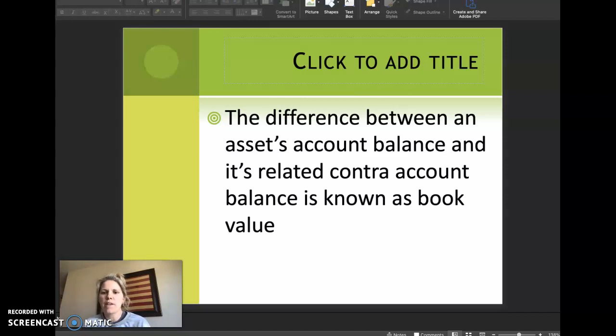As we go through the different parts of this and do calculations, we will be calculating some of the differences between an asset's account balance and its related contra account balance, and this is known as calculating the book value. So that we'll be doing under the asset section.